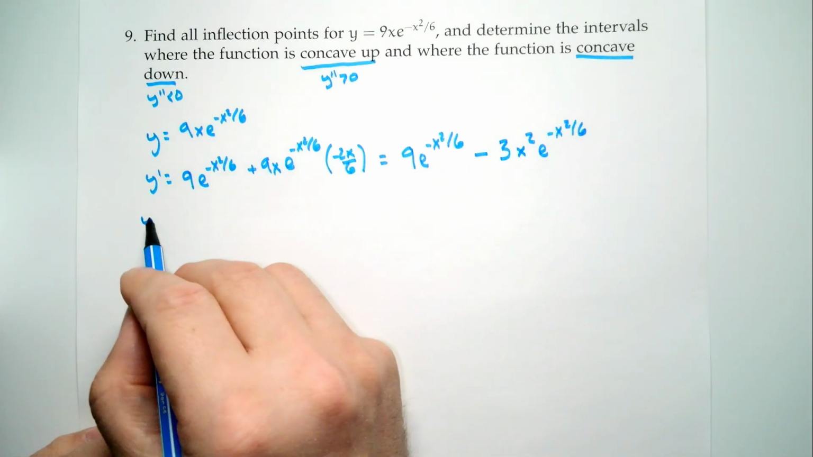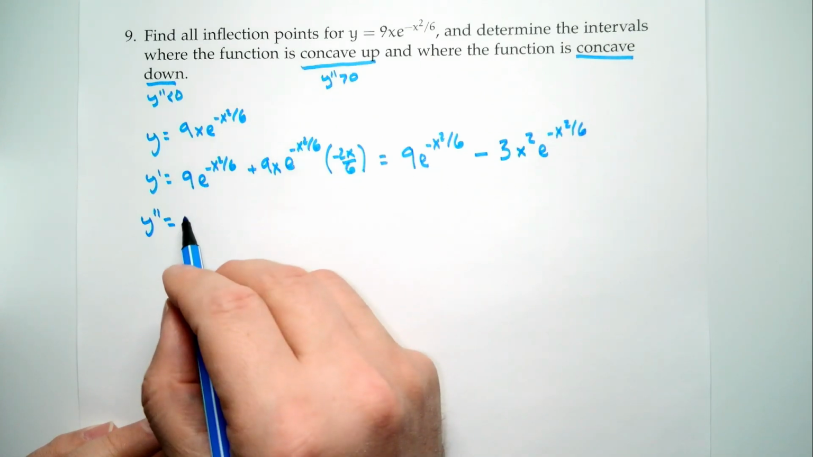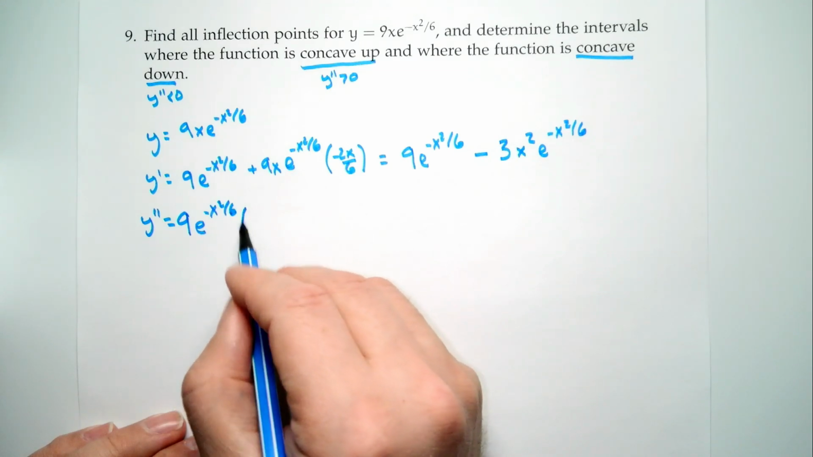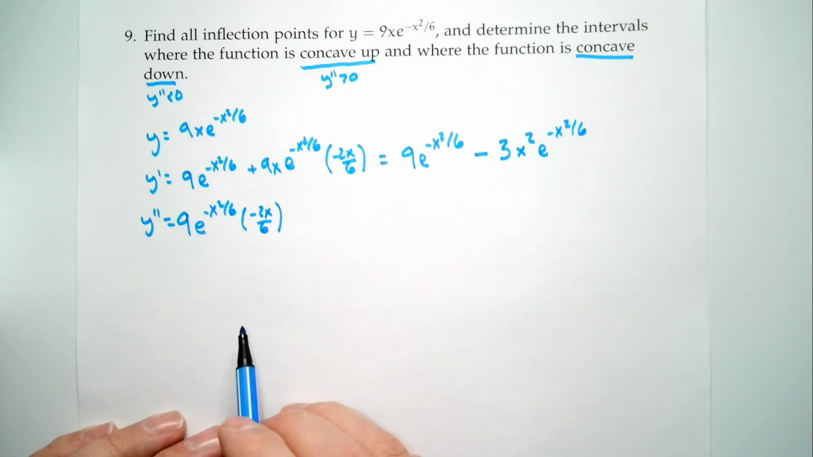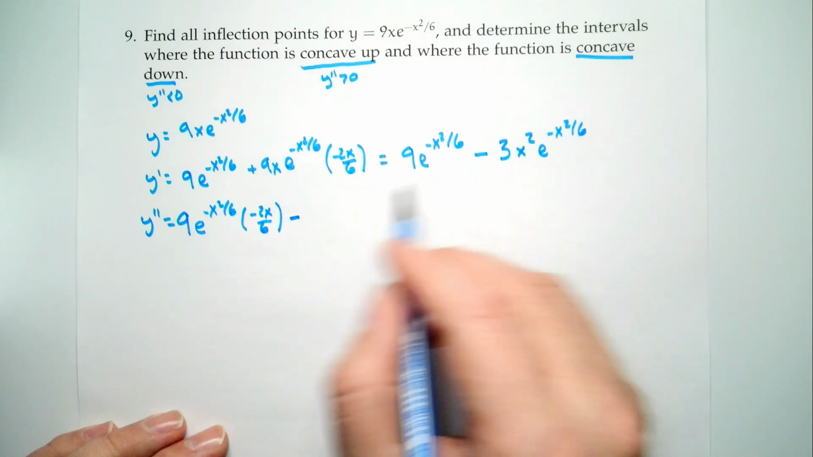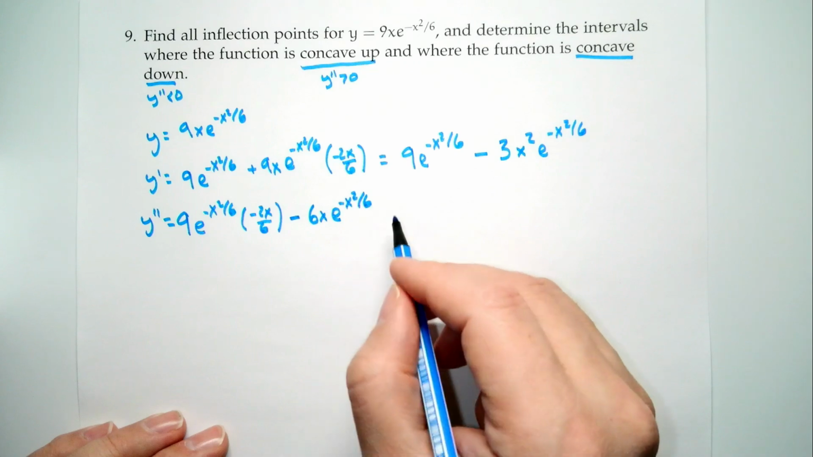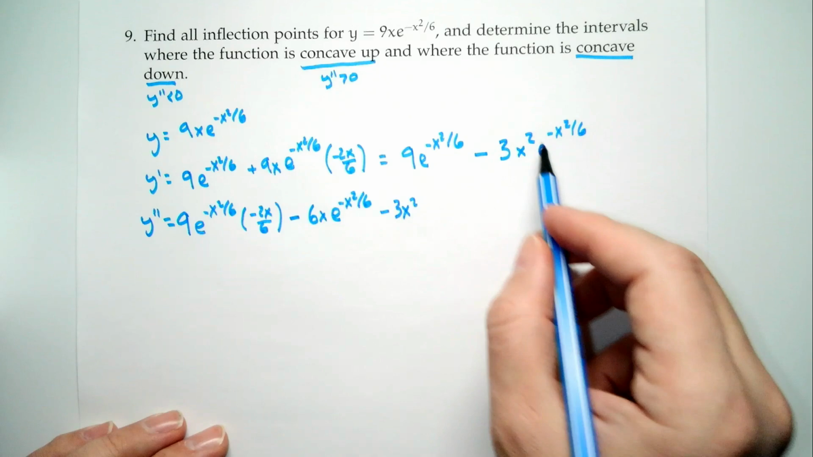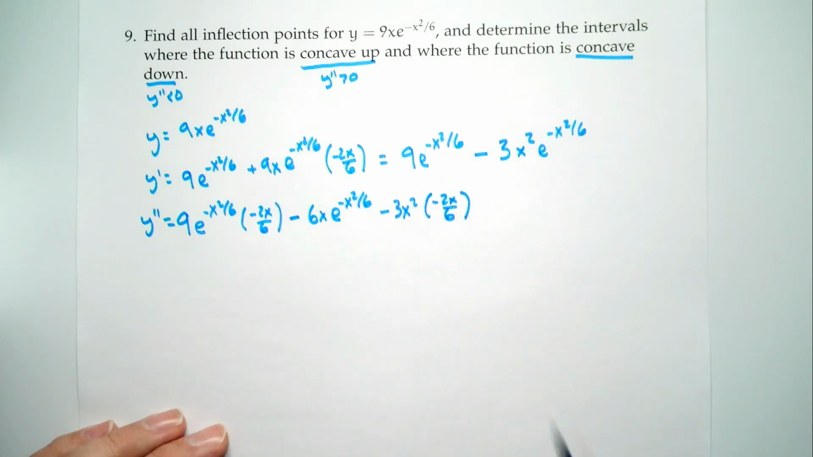Now the second derivative. Well, for the first piece, that's chain rule. So no real big surprises. So 9 e to the minus x squared over 6. The derivative of that is minus 2x over 6. Right, the derivative of the inside. Product rule here. So minus the derivative of 3x squared, which is 6x, e to the minus x squared over 6. And minus 3x squared times the derivative of the inside, which is minus 2x over 6.